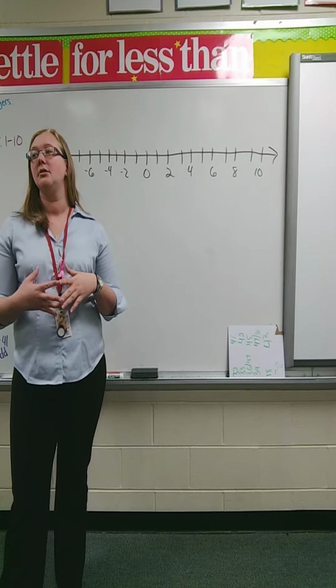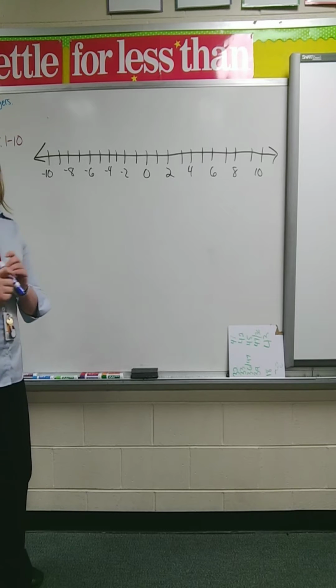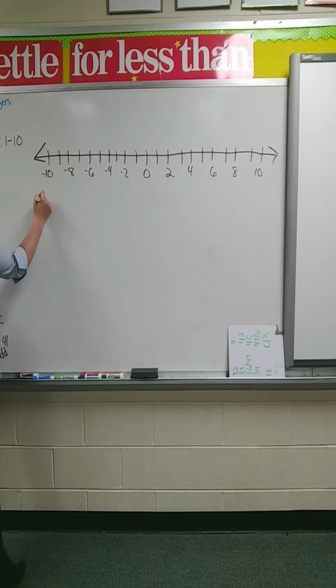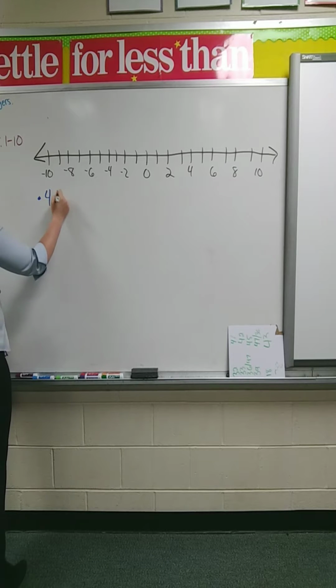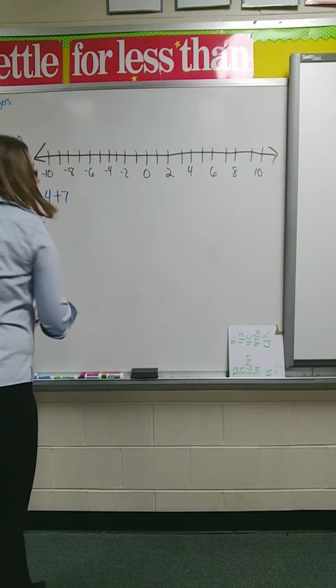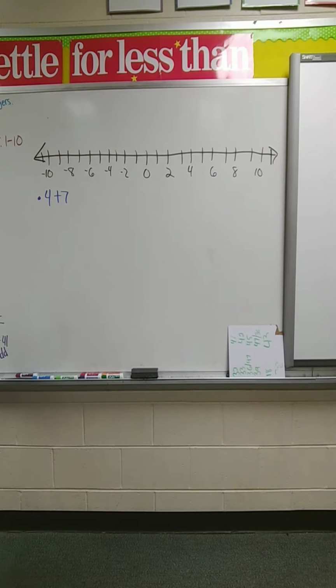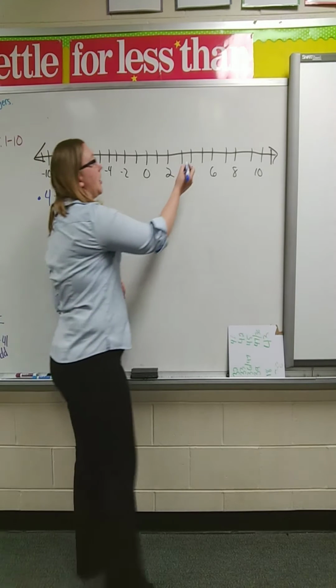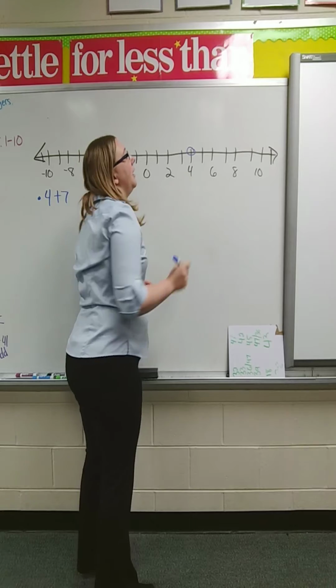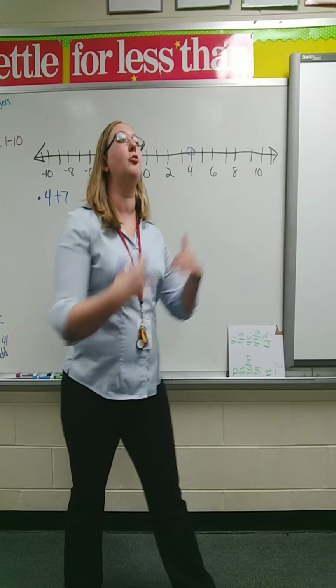Okay, so let's start. We're going to use 4 plus 7, and we're going to use lots of different colors on my number line today. In the dark blue, I'm going to add 4 plus 7. I'm going to start with an open circle at 4, and I'm going to move 7 units in the positive direction. That's 7 units to the right.